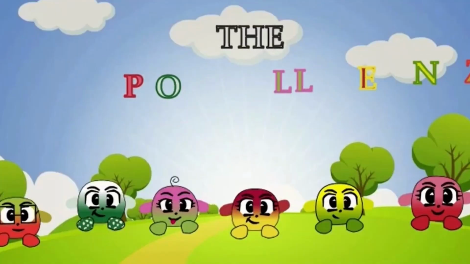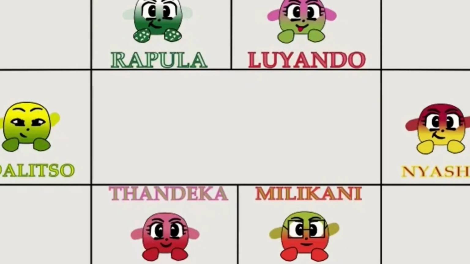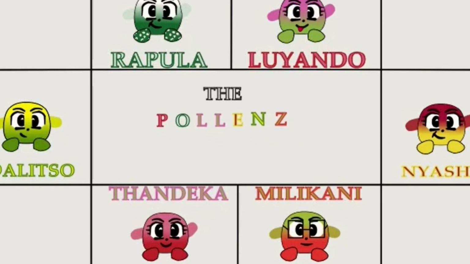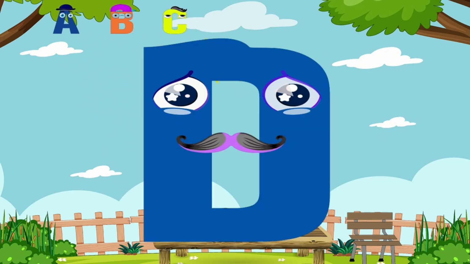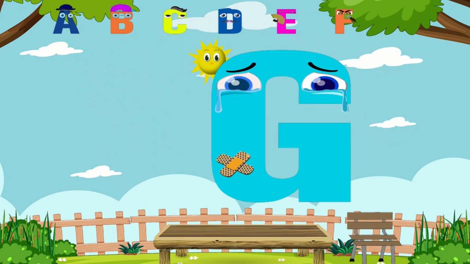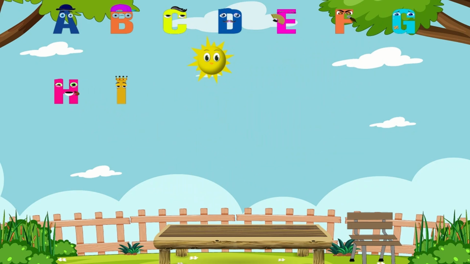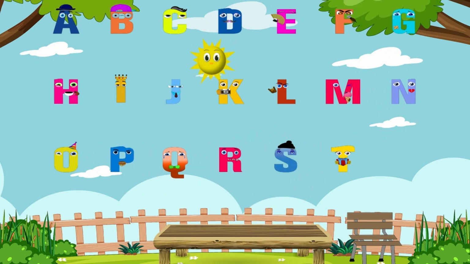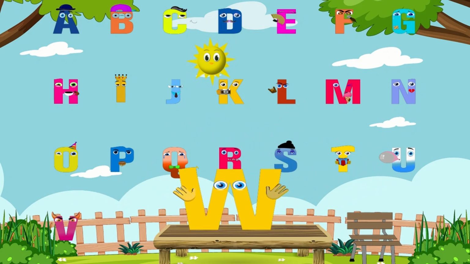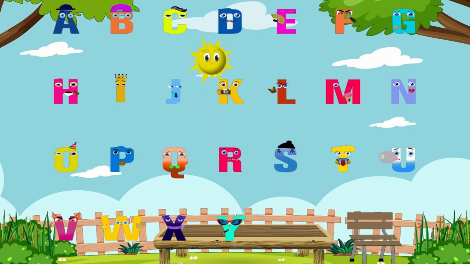We are the pollen, small little flowers blooming in the sunshine every day. We are the pollen. A, B, C, D, E, F, G, H, I, J, K, L, M, N, O, P, Q, R, S, T, U, V, W, X, Y, Z.